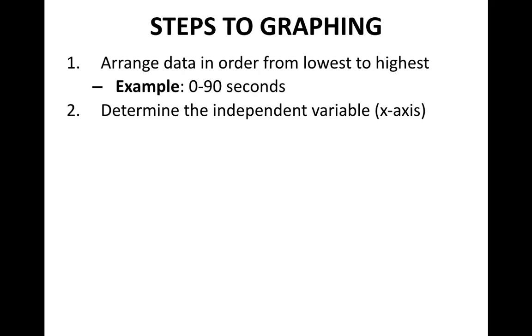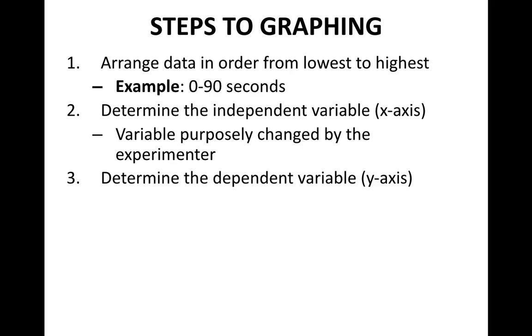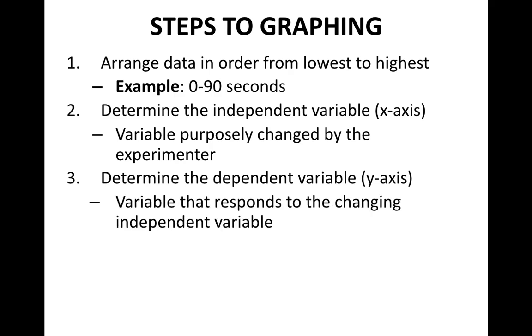Next, you're going to determine the independent variable. This is going to go on your x-axis. Remember, the independent variable is the variable that's changed by the experimenter. I am changing the independent variable. Then you're going to determine the dependent variable, and that's going to go on your y-axis. Remember, that's the variable that responds to the changing independent variable. It's the data you're collecting, the numbers that you are going to be graphing.